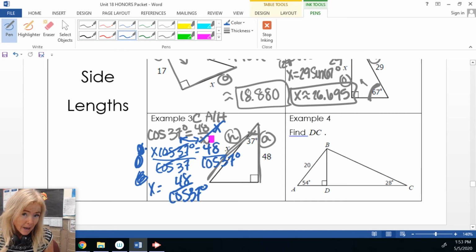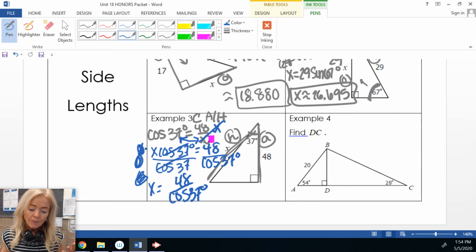That happens every time. If you have x on the bottom, just switch it with whatever trig function is on the other side. So if it's sine or cosine or tangent on the other side, just switch it with the x, and then you don't have to go through all those steps. You can just switch and go, switch and solve. Just plug it in the calculator.